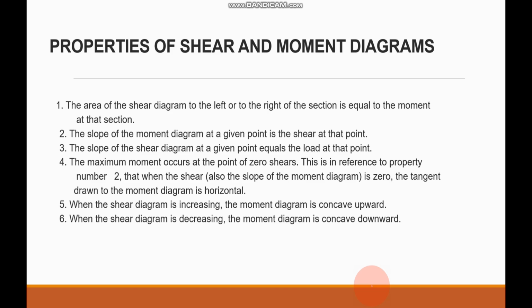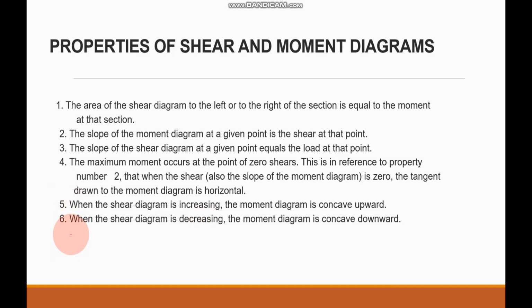This was discussed on the first part of this chapter. This is in reference to property number 2, that the slope of the moment diagram at any given point is the shear at that point. So when the shear is 0, the tangent drawn to the moment diagram is horizontal. The fifth property, if the shear diagram is increasing, the moment diagram is concave upward. And when the shear diagram is decreasing, the moment diagram is concave downward. So this was discussed also in the first part of the problem.